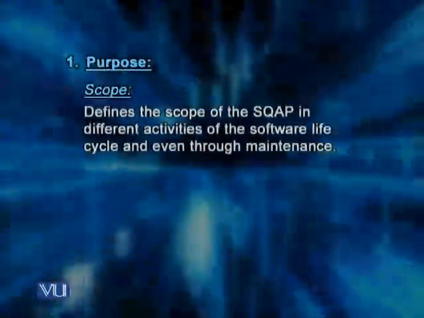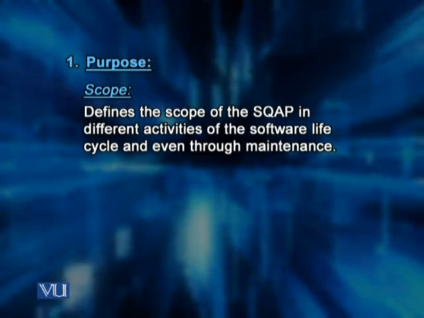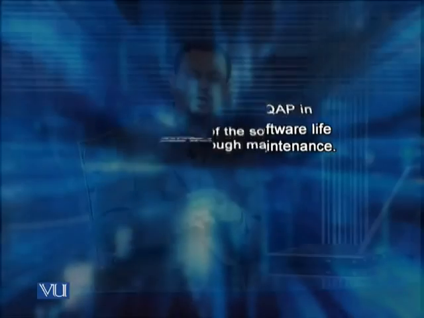This section can have a subsection titled Scope, which defines the scope of the software quality assurance plan in different activities of the software development life cycle and even through maintenance. So depending on the scope, depending on the project, if the project is development and maintenance, the scope should mention that. If the project is maintenance only, that should be mentioned in the scope subsection of the purpose.